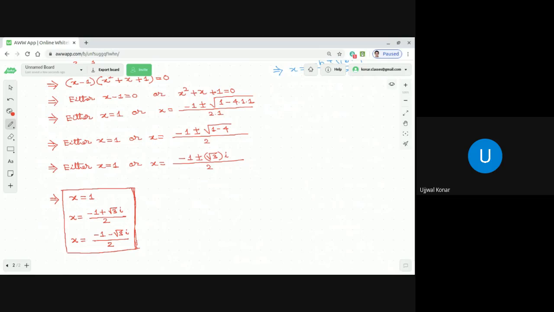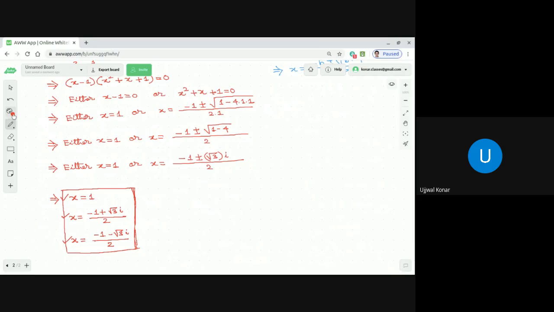Now, what does it mean? It means that if you take the second one, minus 1 plus root 3 i by 2, and if you make a cube of that, you will get 1. And similarly, if you take x equal to minus 1 minus root 3 into i by 2 whole cube, you will also get 1 because it is satisfying the equation. So these are the three cube roots of unity. And obviously x equal to 1, so obviously 1 to the power 3 is 1.